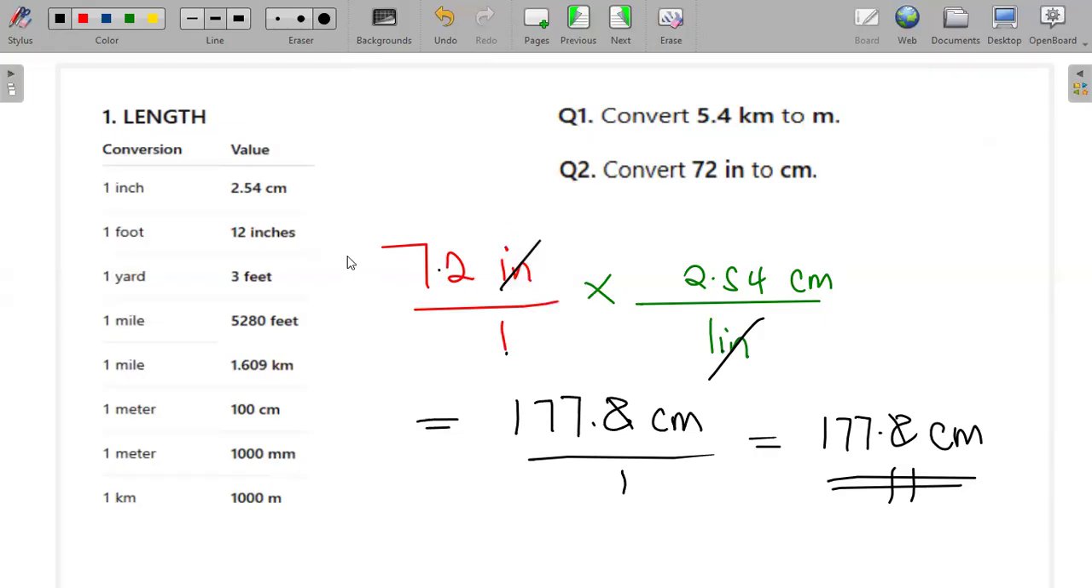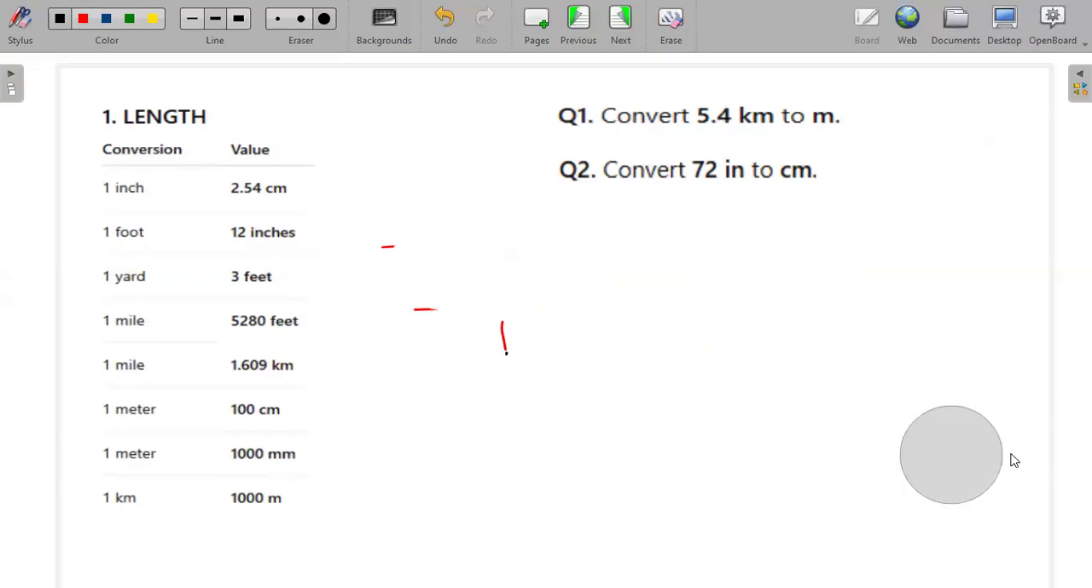Okay, so let's do one more question on the length. So for example, let's say they have given me miles, and they want me to convert to centimeters. So let's say they have given me 10.7 miles, and then they tell me to convert these into centimeters.